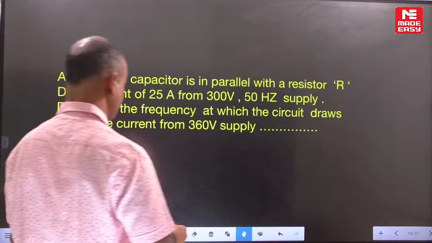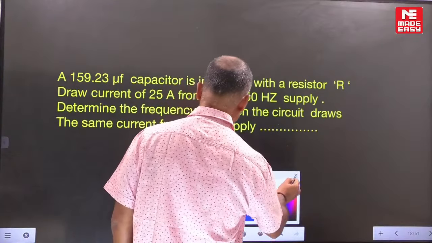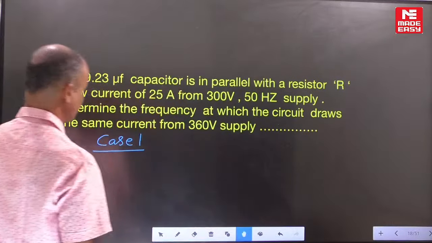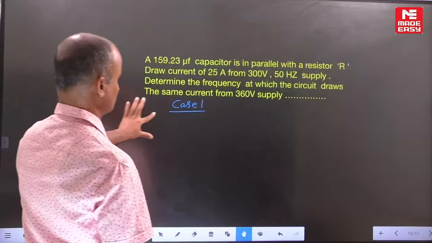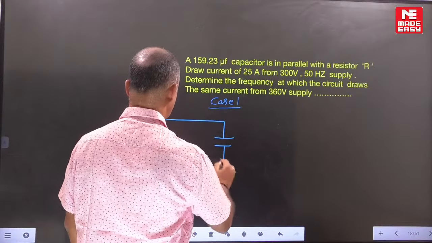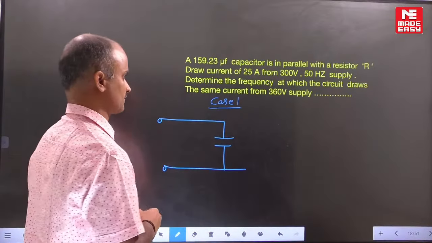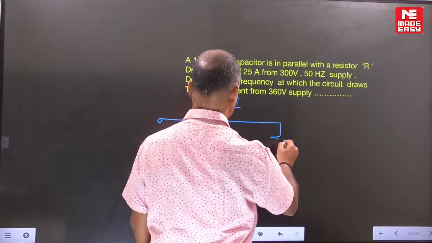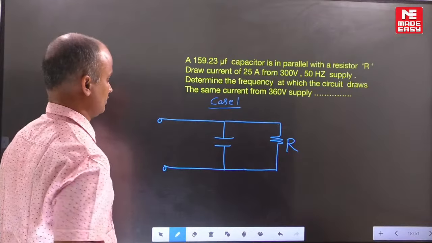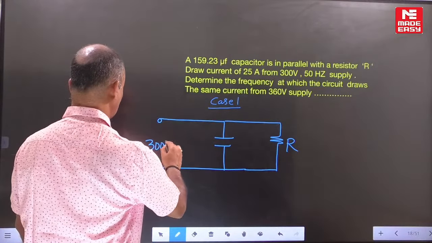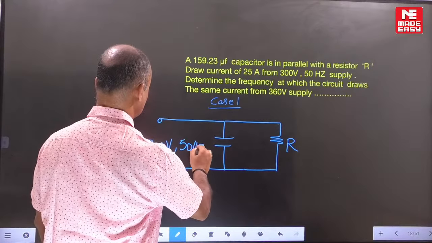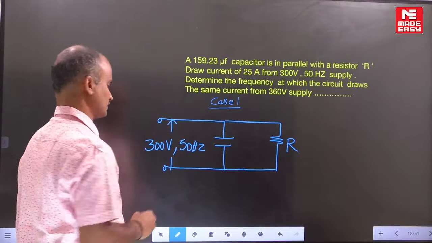Now let's check it out. Now corresponding example, case 1. For this data in case 1, this capacitor and resistor are both connected in parallel. The capacitor is connected in parallel to the resistance. In the data itself, for case 1, what is the voltage? 300 volts. With respect to frequency, it is 50 Hz.